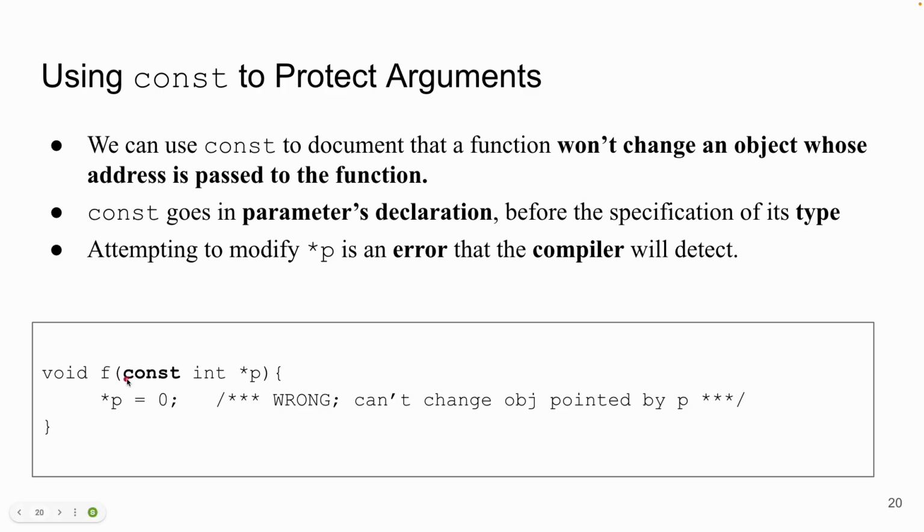If we put const in the parameter list of the f function, whenever we try to do this kind of statement in the f function, we will get a compilation error, because the const keyword protects the object pointed to by p from being changed in the f function. Any attempt to change the value pointed to by the pointer variable p is forbidden. So that is one useful thing about const.